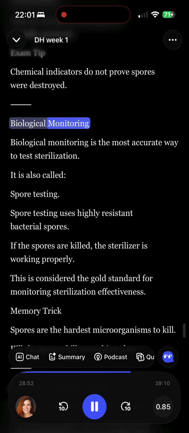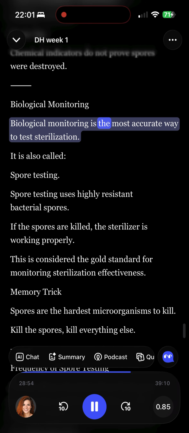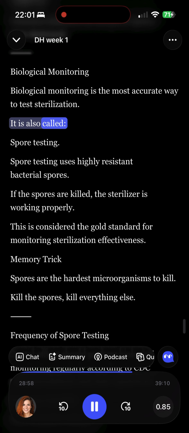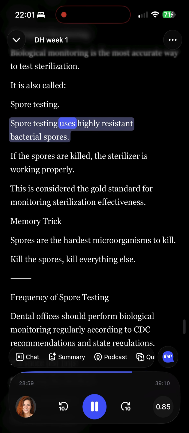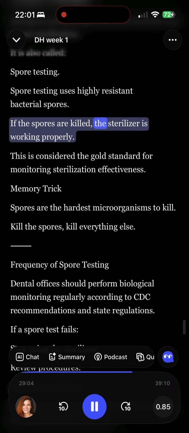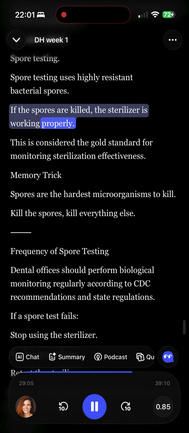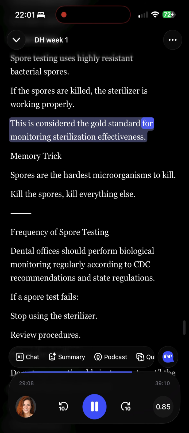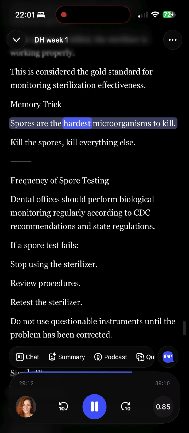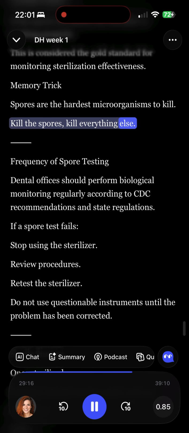Biological monitoring is the most accurate way to test sterilization. It is also called spore testing. Spore testing uses highly resistant bacterial spores. If the spores are killed, the sterilizer is working properly. This is considered the gold standard for monitoring sterilization effectiveness. Memory trick: spores are the hardest microorganisms to kill. Kill the spores, kill everything else.